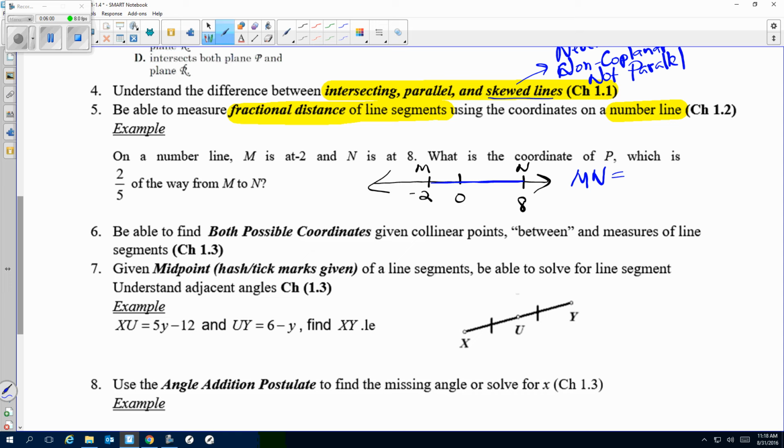MN would equal what? Yeah, MN is 10. So now you're going to do 2/5 of MN. What would I need to do to find 2/5 of the distance from M to N? Yeah, 10 times 2/5. Okay? 10 times 2 divided by 5, or 10 divided by 5 times 2.